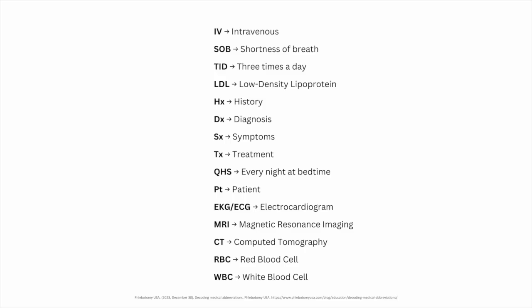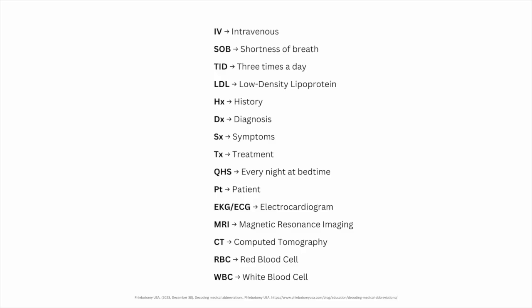PT is short for patient. EKG or ECG is the electrocardiogram, where you would see people having electrodes attached to their chest and to the side of their belly, and maybe to the legs and to the side of the arms too, to measure the neural impulses within your heart, to ensure your heart is beating at the correct rhythm. MRI is magnetic resonance imaging. You guys probably already know what MRI is. CT, computed tomography, also a CT scan. RBC is a red blood cell.